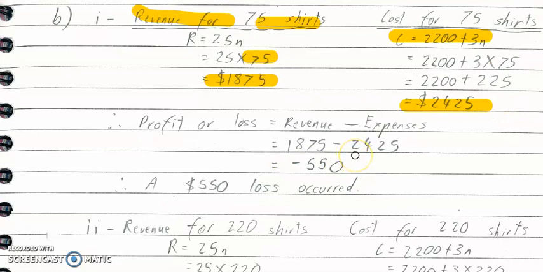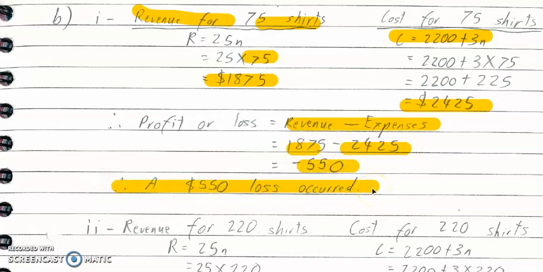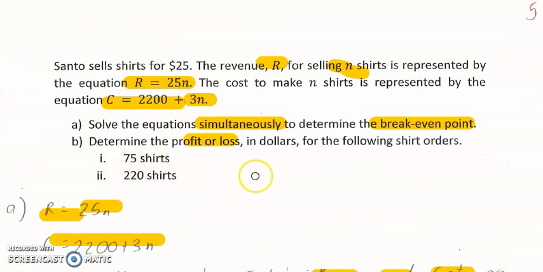So students, for those of you who aren't familiar with profit and loss, if you've never done business studies, profit or loss is determined by going revenue less expenses. He made $1,875. It cost him $2,425. So his profit or loss is $1,875, take away $2,425, which gives me negative $550. So therefore, a $550 loss has occurred.